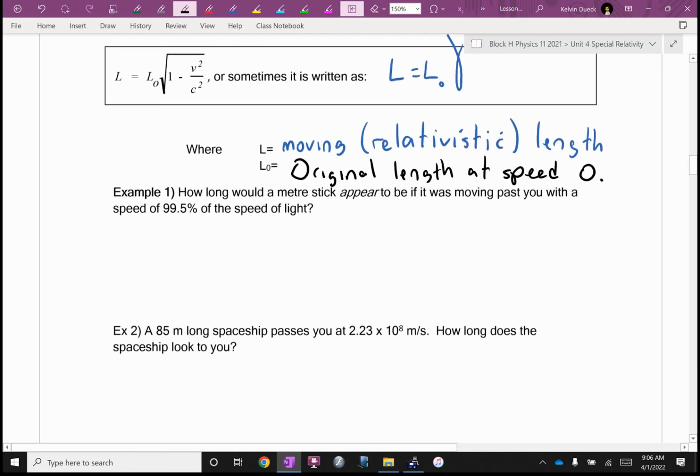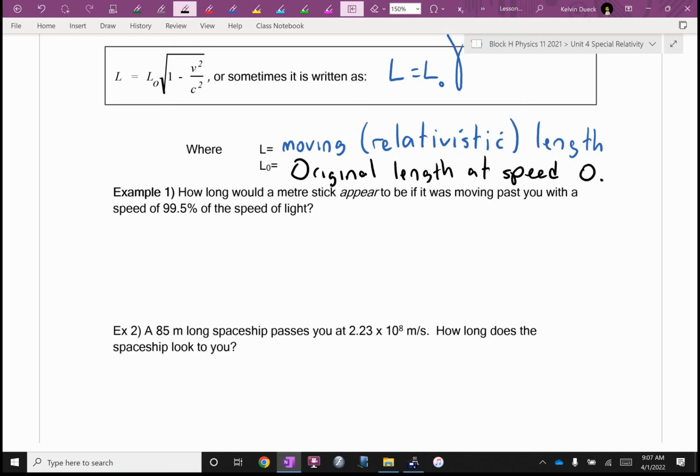So, let's suppose we sent a meter stick, this very meter stick that you see, whizzing past you in this direction at, how fast? 99.5% of the speed of light. And let's assume you all have Superman eyes and can see something moving that fast with a great deal of accuracy. How long would the meter stick be as far as you were concerned? Okay, good question. So example 1 says, how long would a meter stick appear to be if it was moving past you with a speed of 99.5% of the speed of light?